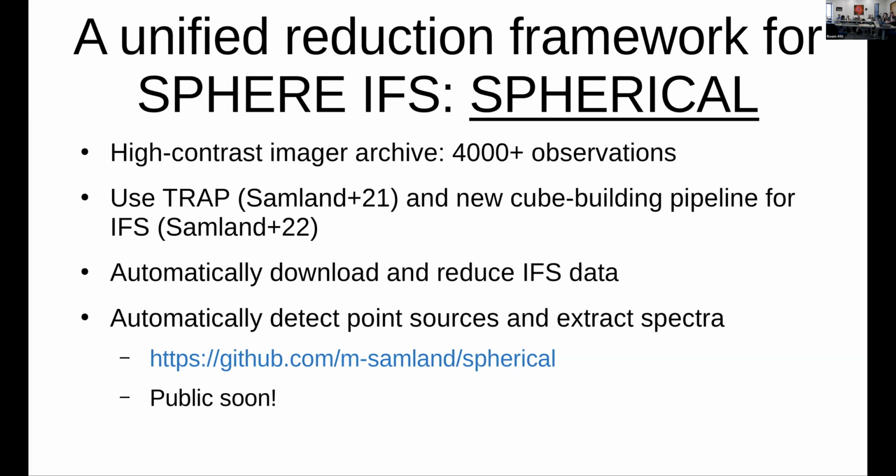And I built this tool called Spherical, where you type in the name of the star that you want to reduce. It can be a debris disk, it can be a planetary system, and it automatically downloads the data from the archive, runs it through my new IFS pipeline that I published in 2022, and uses the TRAP algorithm to detect all the point sources that it can find and automatically extract spectra as well.